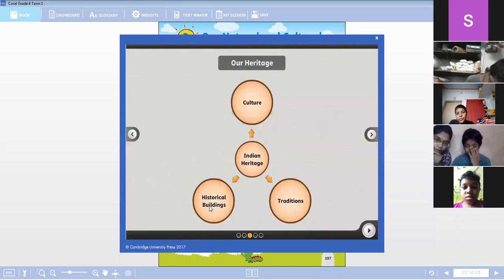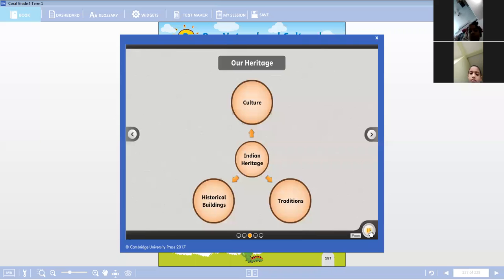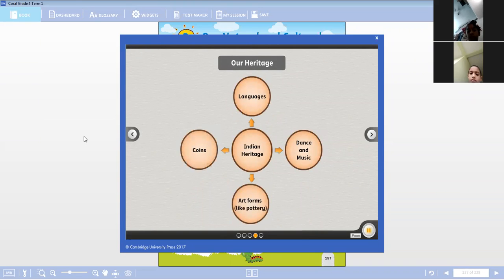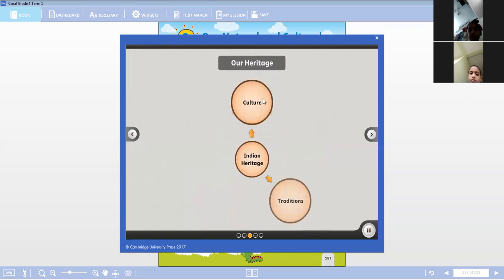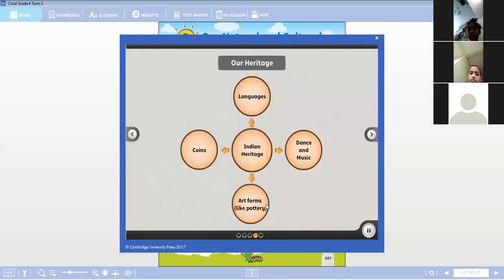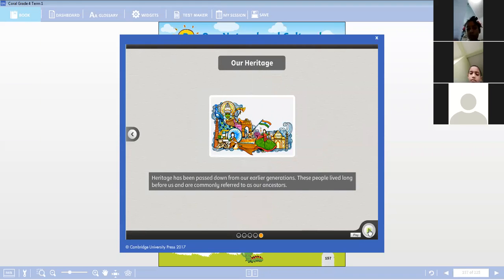And historical buildings. Okay, these three are the aspects on which Indian culture is based. Okay, children? Let's move on. Our heritage, again, children, Indian culture will have all these kinds of aspects. Here you can see culture, traditions, historical buildings, and languages, dance and music, art forms, coins. These are all some aspects which our Indian culture adapted.